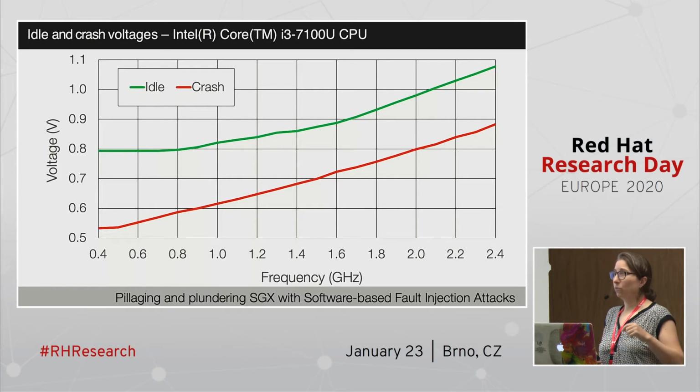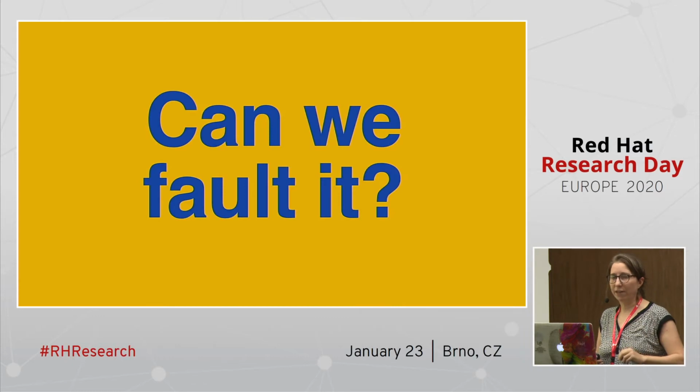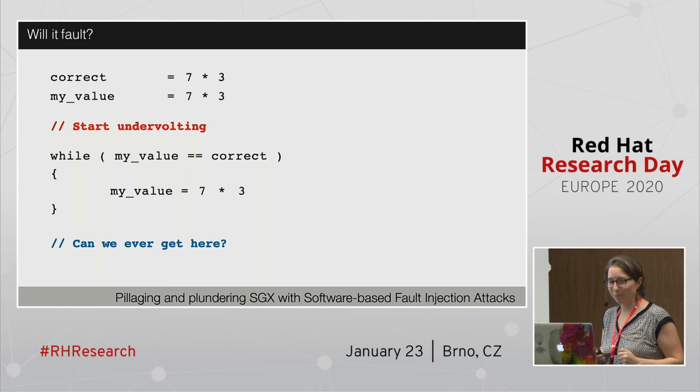So the question is, what happens in between those two spaces? Is there anything we can do there? Specifically, can we fault it? And how are we going to test this? So I wrote a really, really simple bit of code. I will let you look at that and digest the complexity of that for a second.